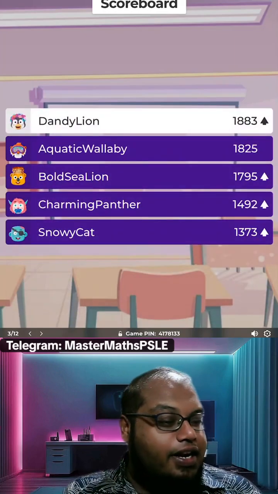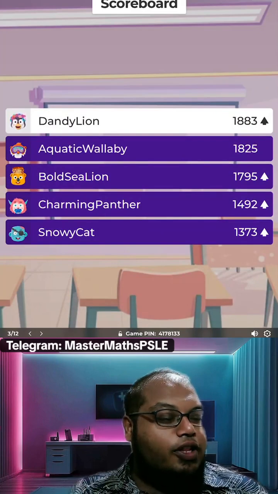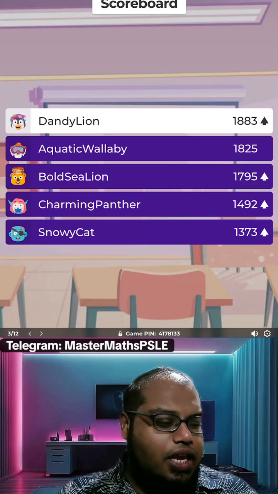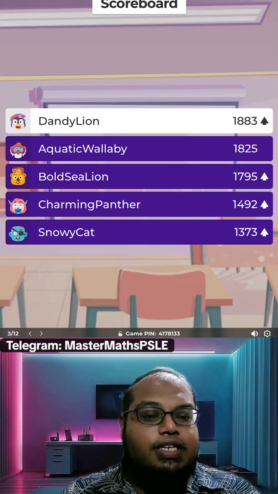Okay, now we got the dandelion who took over from the aquatic wallaby. Okay, the aquatic wallaby is just about 8 points away. Alright, so still can catch up.